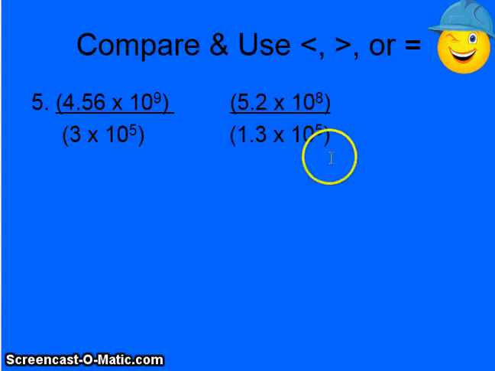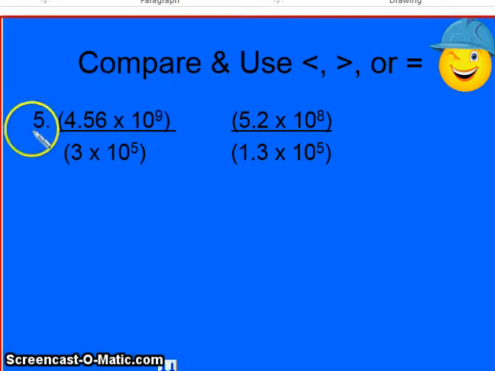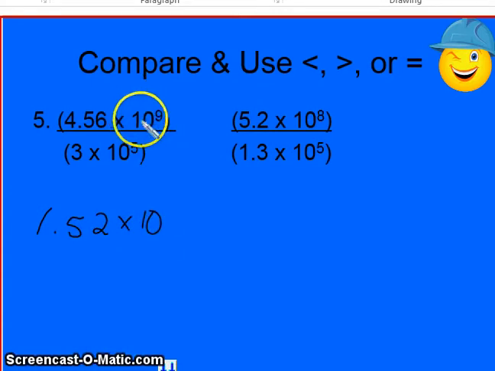Now we're going to compare these two expressions. Before we can compare them, we need to simplify them. So I'm going to simplify the first one, simplify the second one, and then use one of these symbols to compare them. Now, just like before, I need to divide 4.56 by 3. That gives me 1.52, and then I know I'm going to have a times 10 in scientific notation. Now I'm dividing 10 to the 9th divided by 10 to the 5th. I can subtract my exponents. 9 minus 5 is 4. So I have 1.52 times 10 to the 4th.